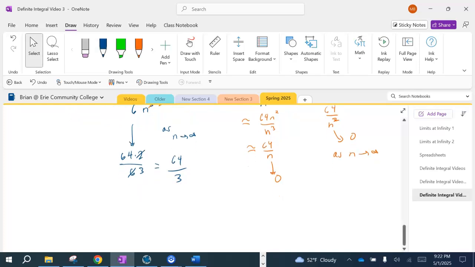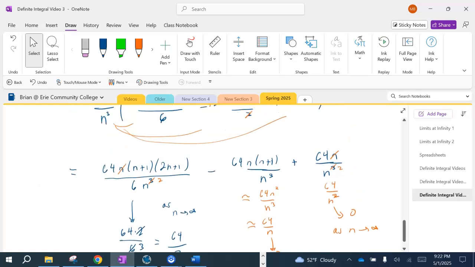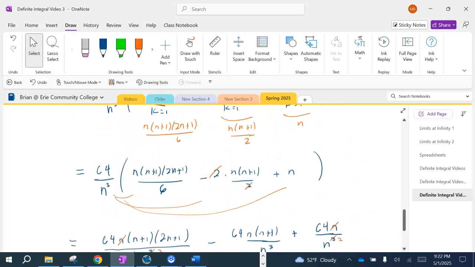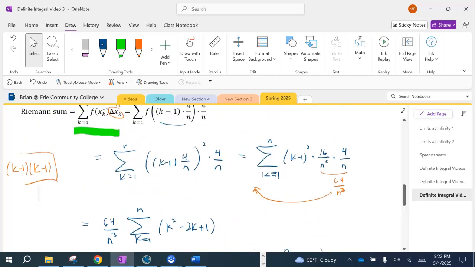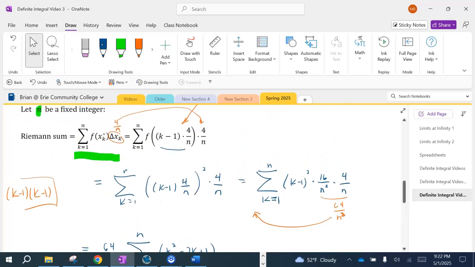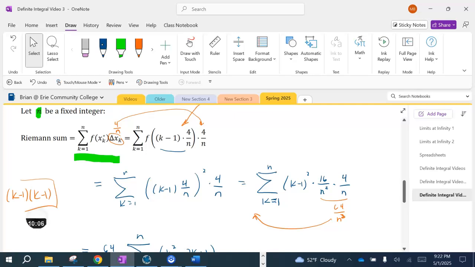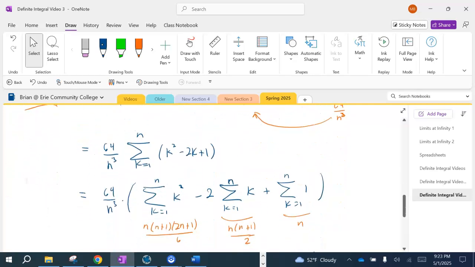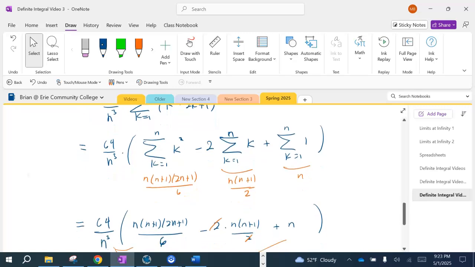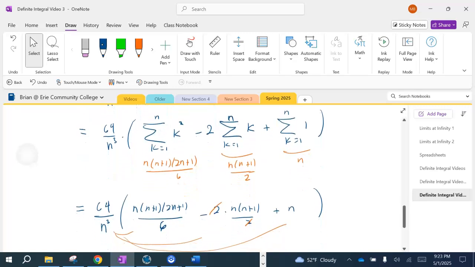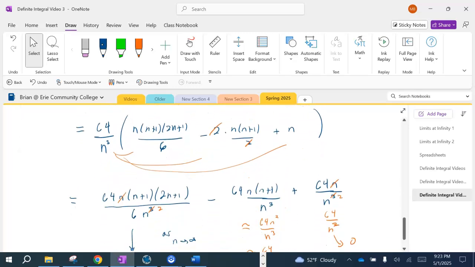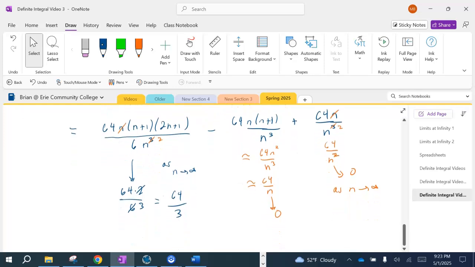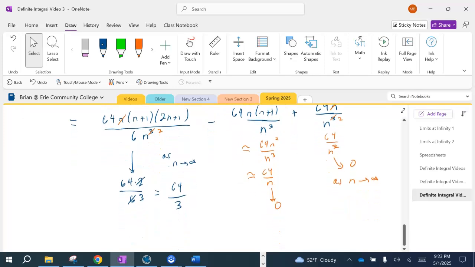All right, so I'm just going to rewrite this all a little bit. So again, key steps, let's just back up a little bit, was to, after we figured out the expression for x sub k star, in this case the left endpoint, figure out what delta x was equal to, then plug it into the function, and then do some algebra to expand it out, then use properties of summations and the special closed sum formulas to get this as one exact expression. Then we just take the limit as n approaches infinity, and we end up with 64/3 in this example.